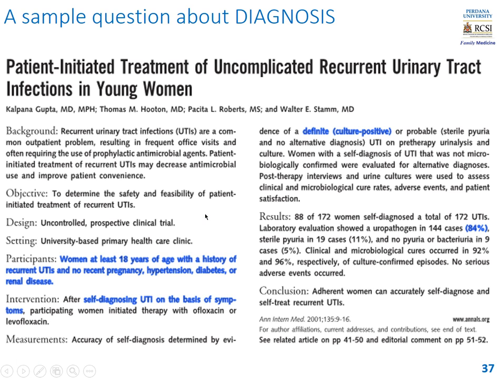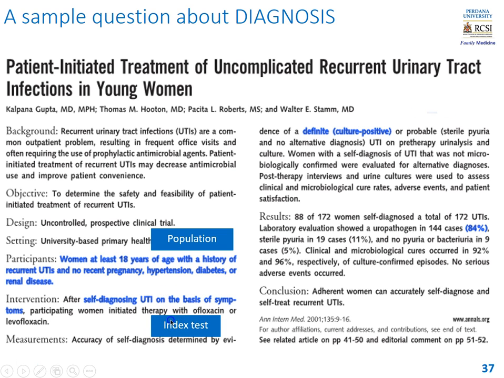This is about young women with uncomplicated recurrent urinary tract infections such as cystitis. So this is your population. These are women at least 18 years of age with no pregnancy, diabetes, hypertension, etc., with a history in the past of recurrent UTIs. And what you're comparing is the index test.